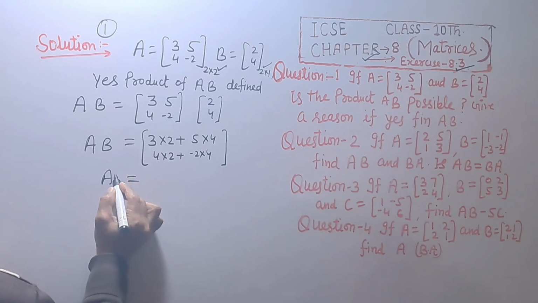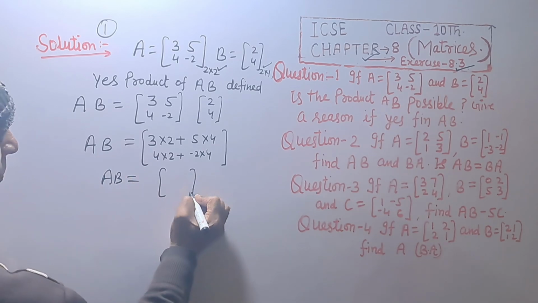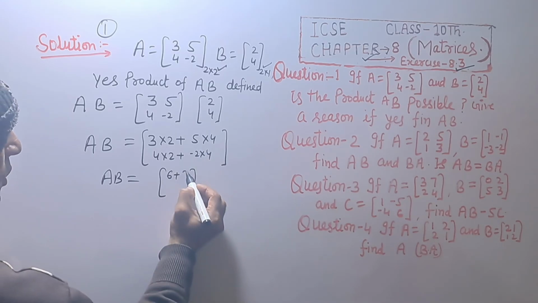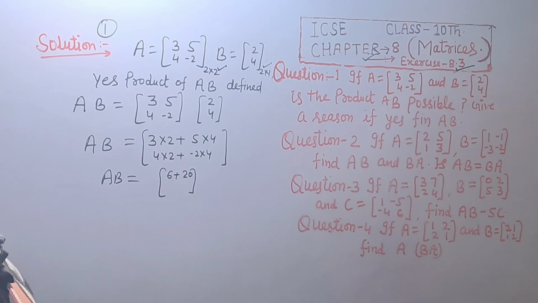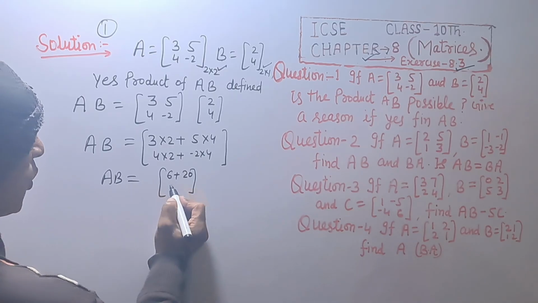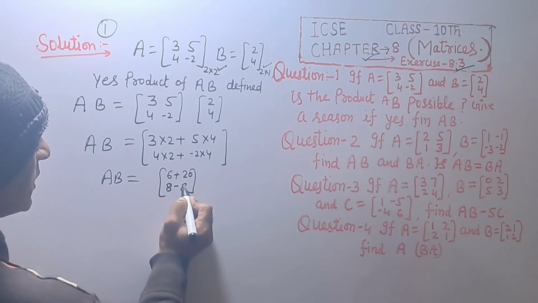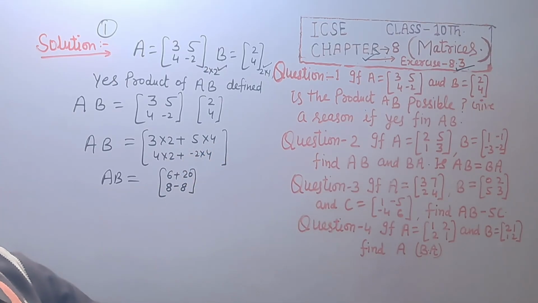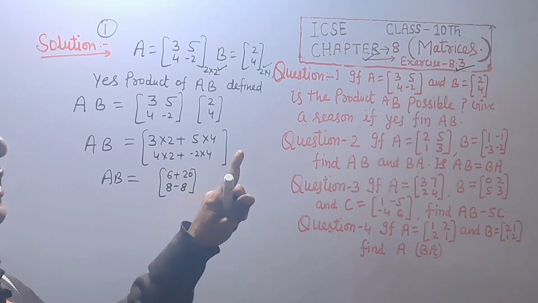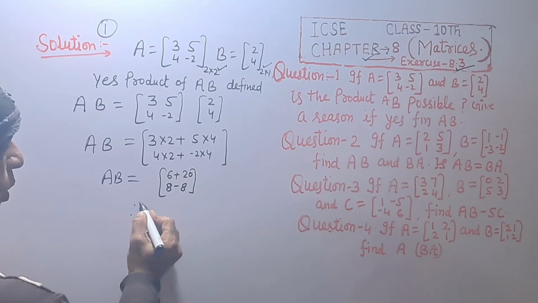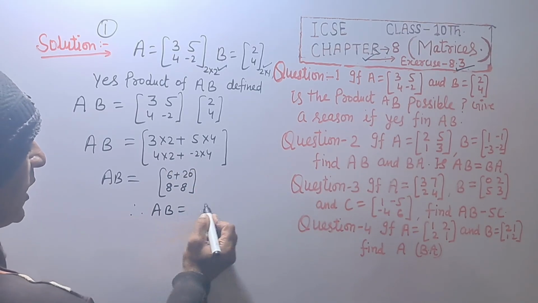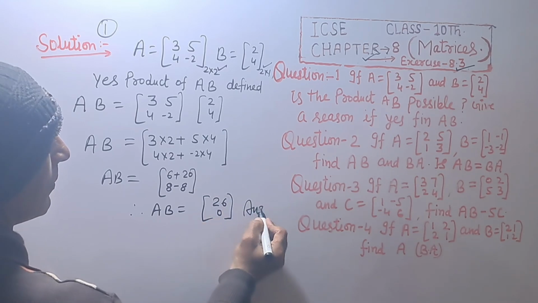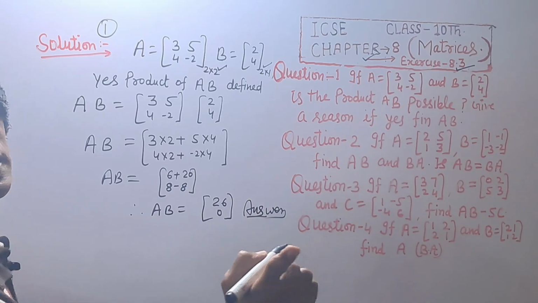Product of AB equals 6 plus 5 4s are 20, and 4 2s are 8 minus 4 2s are 8. 8 minus 8 will be 0, and 6 plus 20 equals 26. So the product of AB, we get [26; 0]. Answer.